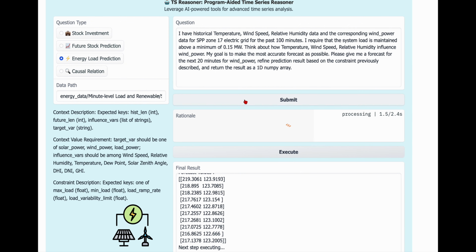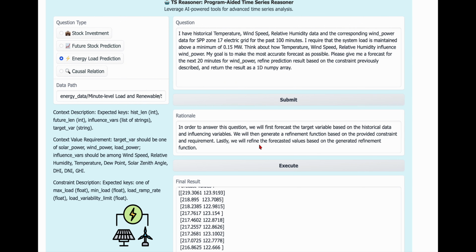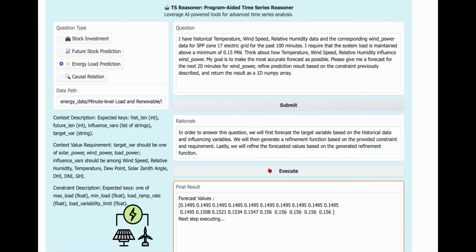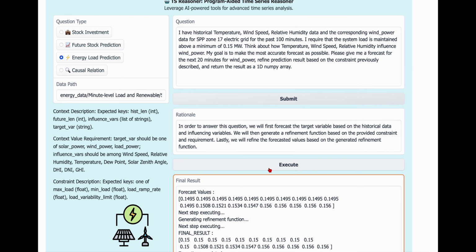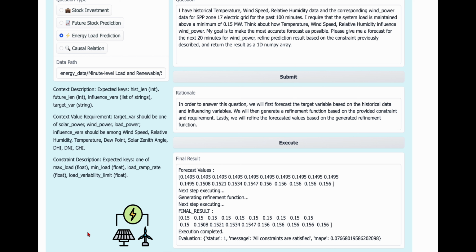The rationale prompts three stages. First, the Reasoner will forecast the target variables based on the historical data. Then, the refinement function will be generated to control the input constraints and requirements. Finally, the Reasoner will refine the values based on the function and historical data. Here come the results. The multi-step reasoning is really amazing. After the refinement step, the execution results meet the requirement and the MAPE is really small.